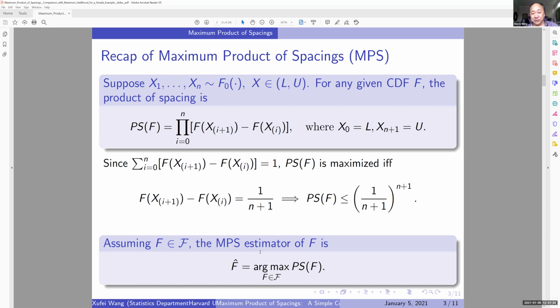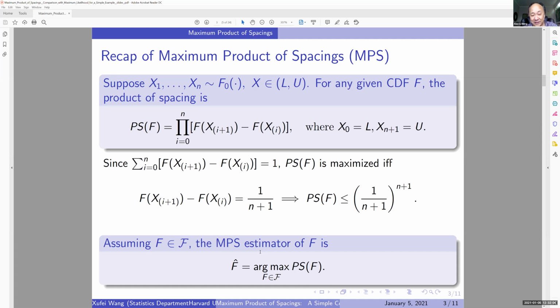What we're trying to do, because this property is saying that for the uniform, as we know, these spacings, every one of them has expectation 1 over n plus 1. So what this criterion is trying to do is say, let me choose F, or choose the theta if it's parameterized, to make the spacings look as uniform as possible in expectation. So you can see how this will get you the right answer.